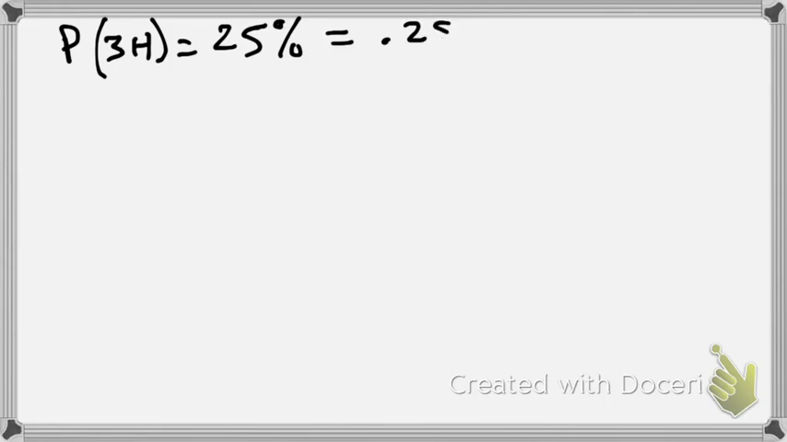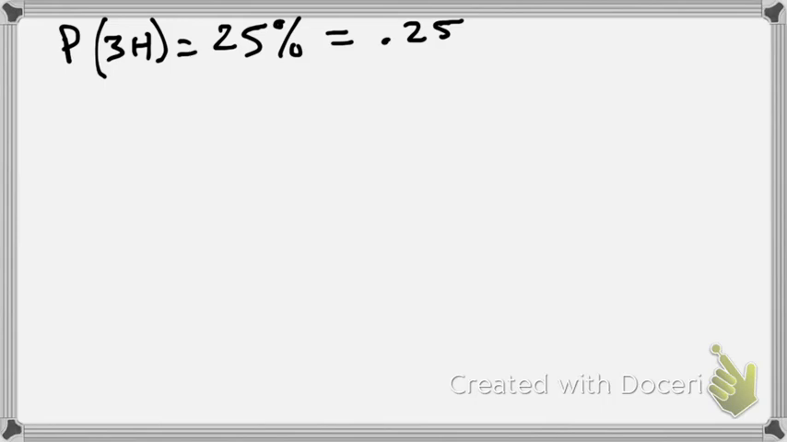Okay? The way that's actually written looks like this: probability of 3 heads equals 25%. If you're interested, you could also say 0.25 because it means the exact same thing. That's just on a scale of 0 to 1 instead of 0 to 100.